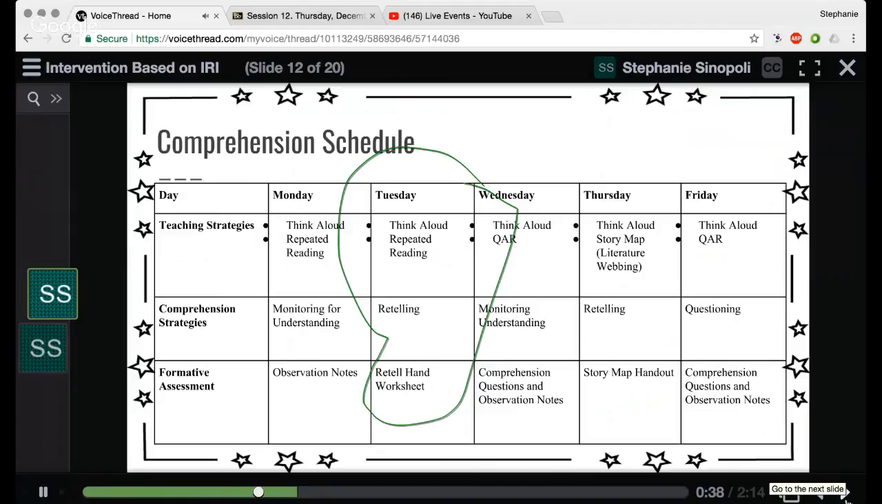can read the same text with those. The comprehension strategy addressed will be retell, and the formative assessment will be the retell hand work.